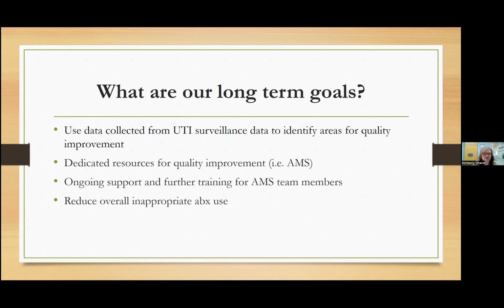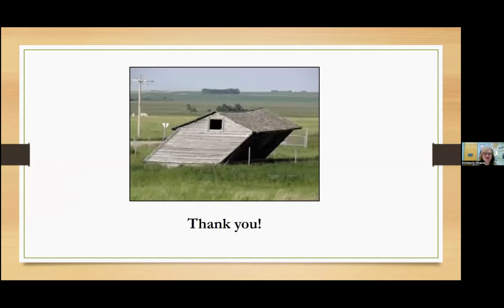needs within healthcare. So in the long term, hopefully we can find a way to get dedicated resources, and ongoing support and further training for the members within our team so that we can help support education within our facility. That would be a long-term goal that we would really look forward to getting to as well. And then of course the overall goal of reducing inappropriate antibiotic use. So those are the long-term perspectives.